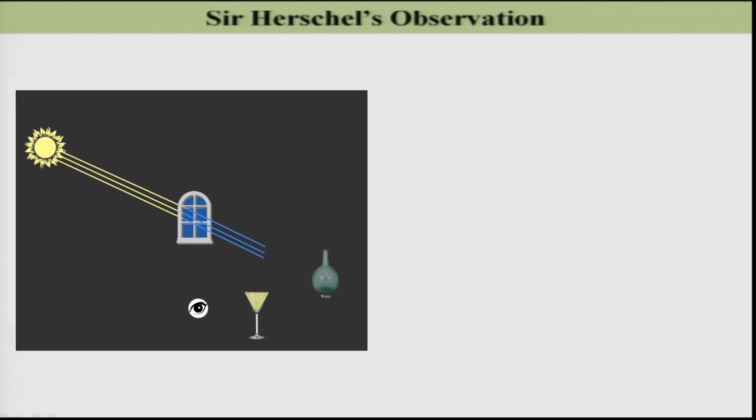That blue light comes and hits this bottle containing water, and in this case the water is just a scatterer. So, when the scattered light comes through this yellow glass, which does not transmit blue light, Sir Herschel could not observe any light out of it. He was just seeing a black thing.